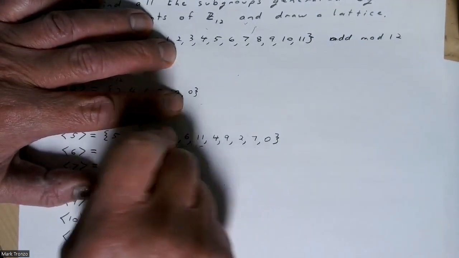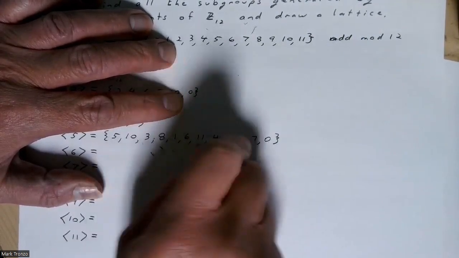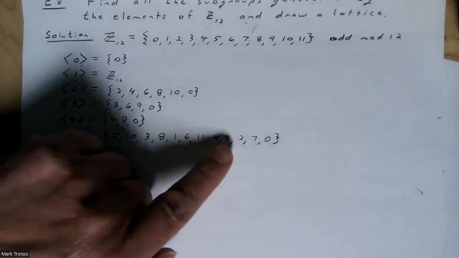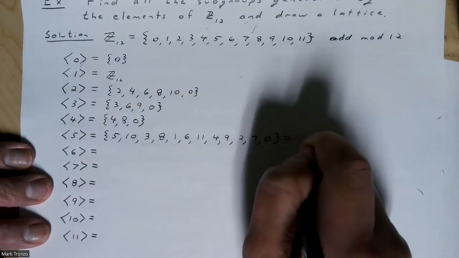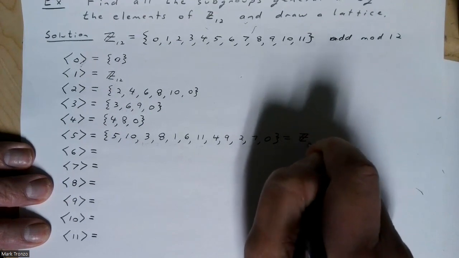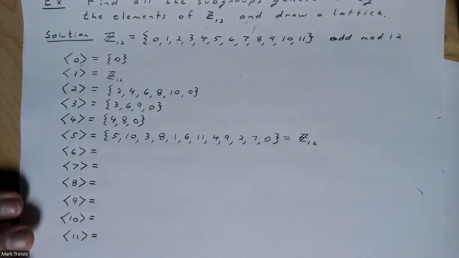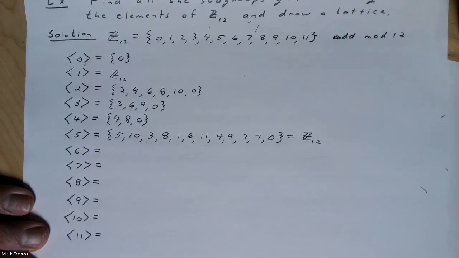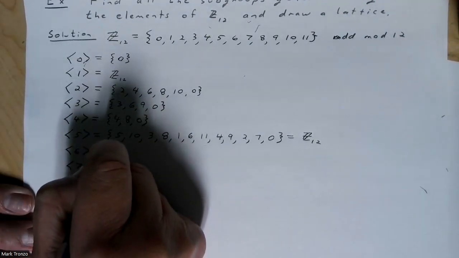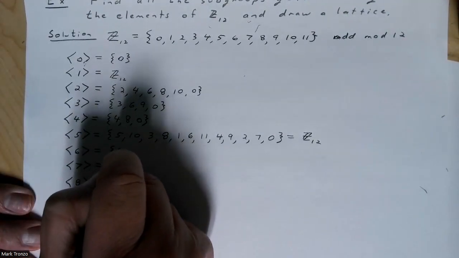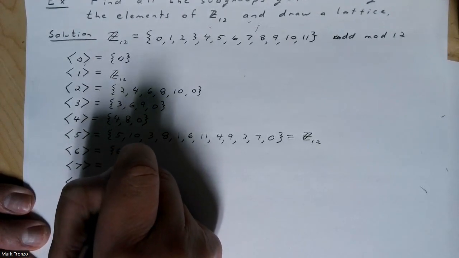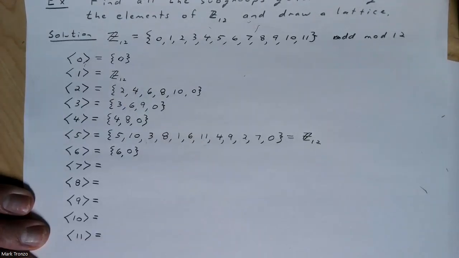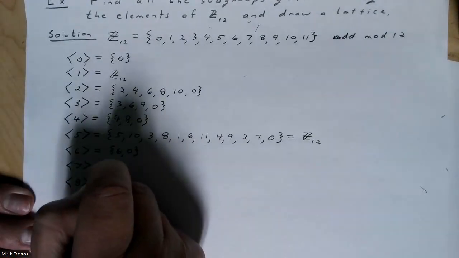But notice what we have here, though. Again, you can put them in order to make it look nicer, but this is going to be all the numbers in our group. So this is going to end up being equal to Z12. So let's do the next one. 6. 6 plus 6 is 12, which is 0 mod 12. So you have this.